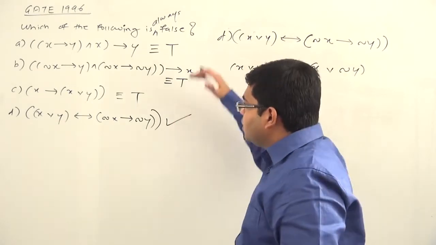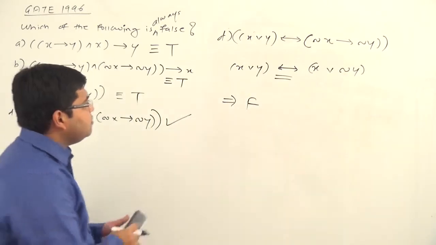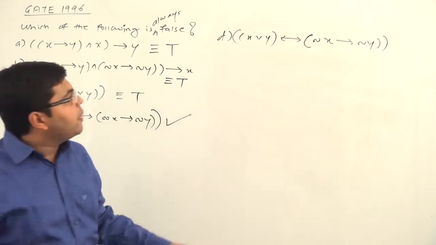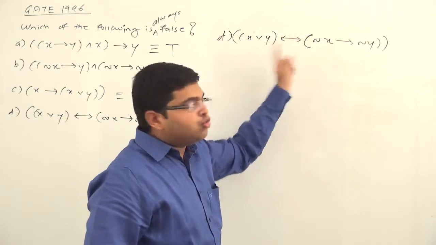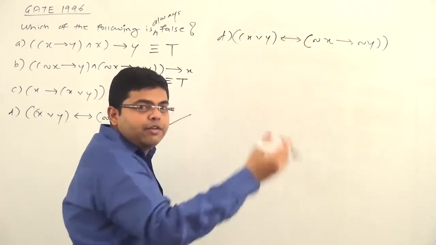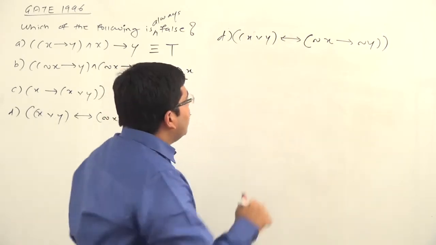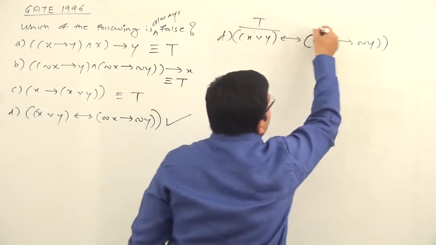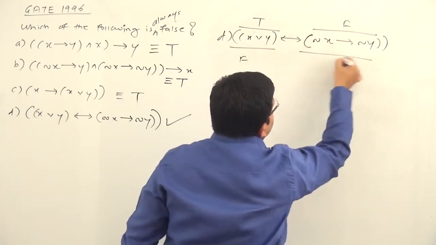I hope you are very clear with this particular formula. Again, let us try to do one more thing. Let's try to make this formula false. Can we make this particular formula false? In what case will this formula become false? Either you make this side true and this side false, or you make this side false and this side true.